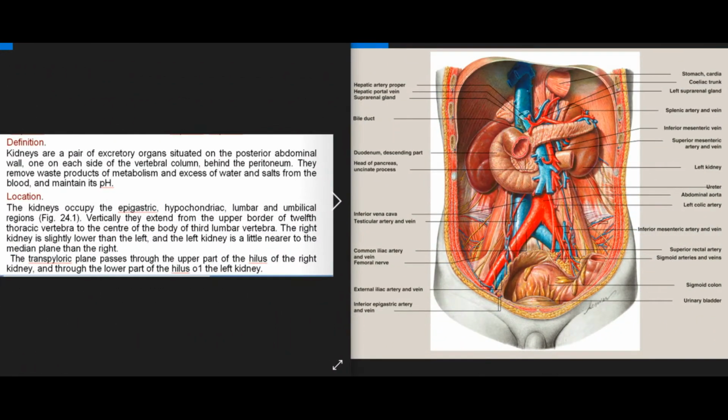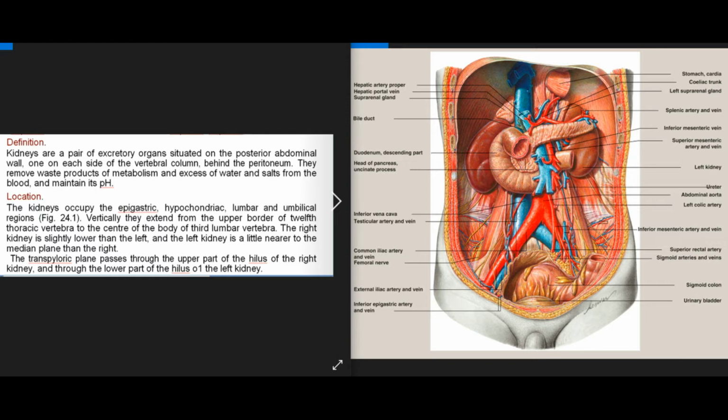Definition. Kidneys are a pair of excretory organs situated on the posterior abdominal wall, one on each side of the vertebral column, behind the peritoneum. They remove waste products of metabolism and excess of water and salts from the blood, and maintain its pH.